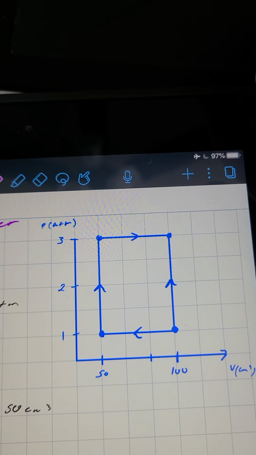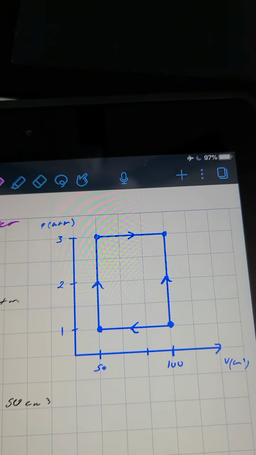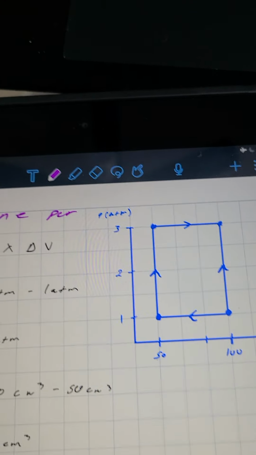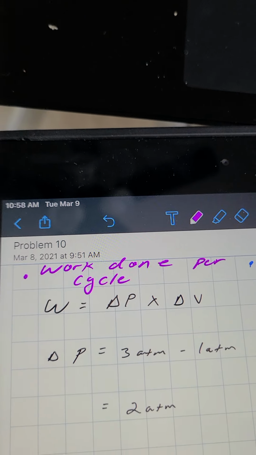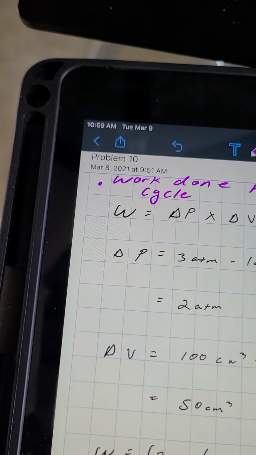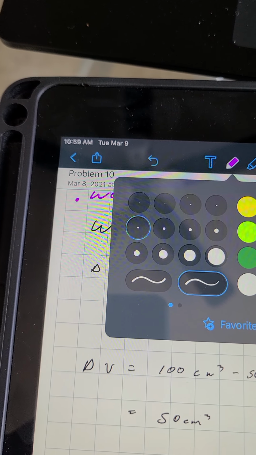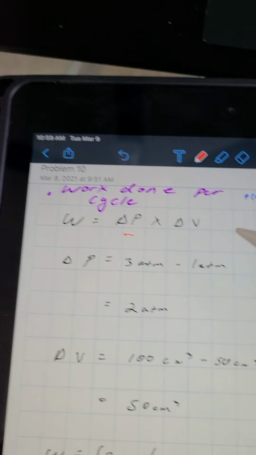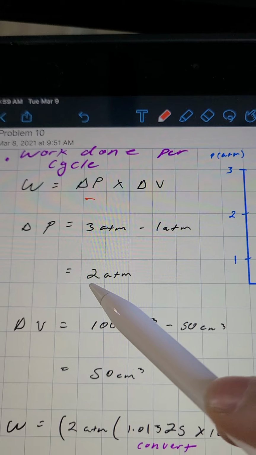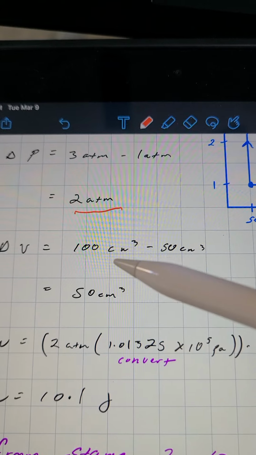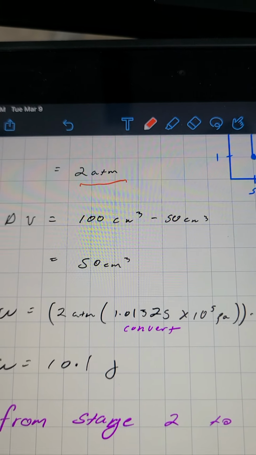And so in our first step we want to find out how much work is done per cycle, and we'll come over here, and essentially this is going to be the equation that we're going to be using. Alright, so when calculating our delta P, we ended up getting 2 atmospheric pressure, and when calculating our delta V, it's 50 centimeters cubed.